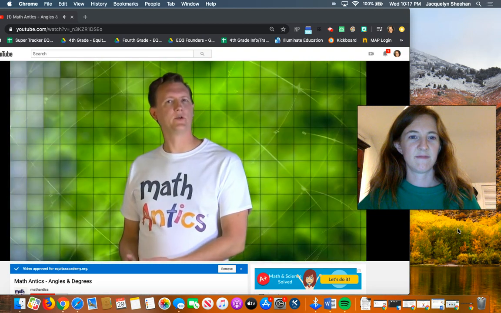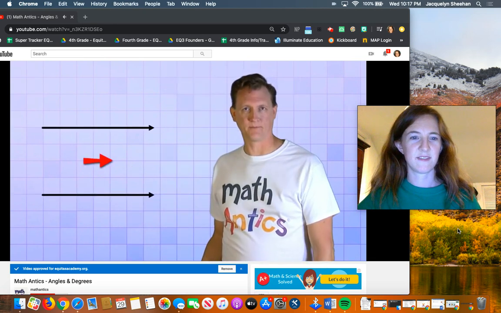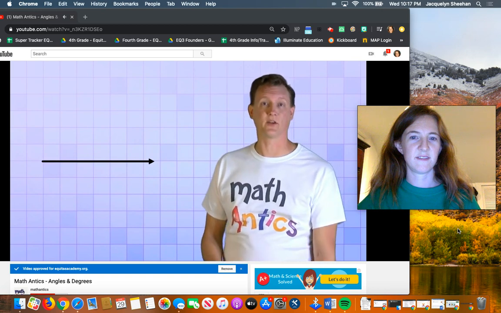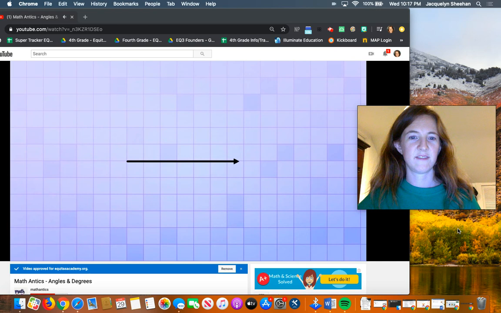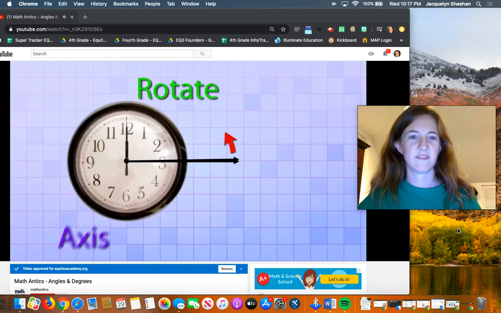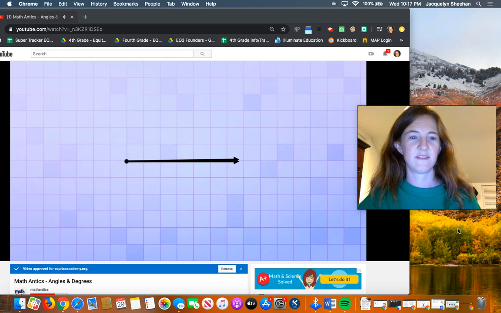To see how we use degrees to measure angles, let's get two rays that point in exactly the same direction. Then let's put one ray directly on top of the other one so it looks like there's only one ray there, even though there's really two. Now, let's take the ray on top and rotate it just a tiny amount counterclockwise. This point on the ray will be our axis, or center, of rotation. It's just like the point at the center of a clock that stays stationary while the hands rotate around it. Our rays now form an angle that measures 1 degree.